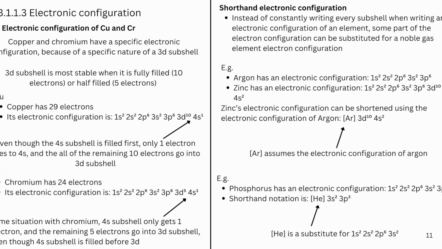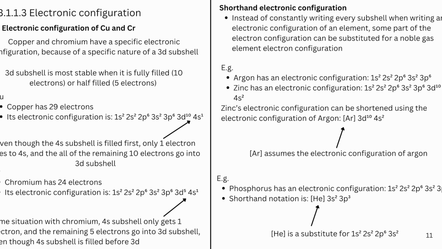For example, argon has 18 electrons and its electronic configuration is 1s2, 2s2, 2p6, 3s2, 3p6. And zinc has an electronic configuration 1s2, 2s2, 2p6, 3s2, 3p6, 3d10, 4s2. And the shorthand electronic configuration of zinc would look like this: [Ar] followed by 3d10 and 4s2, where [Ar] assumes a full electronic configuration of argon.